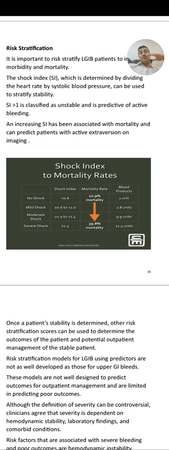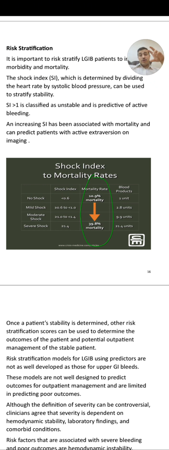What is the heart rate and what is the systolic blood pressure? By dividing these two numbers, we get the shock index. The shock index predicts the stability of the patient. If it is above 1, that means the patient is unstable. It also predicts the mortality rate. If you can see this picture, once the shock index increases, the mortality rate also increases. It can also predict the need for blood transfusion. So the first two questions to ask are the heart rate and systolic blood pressure.